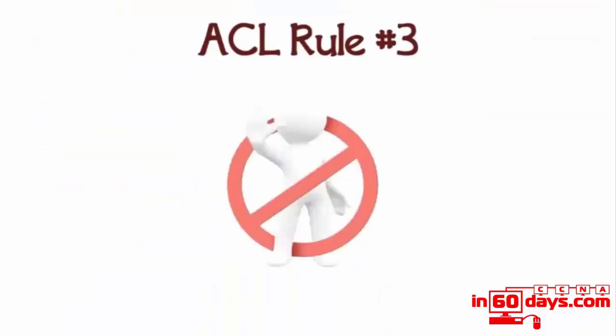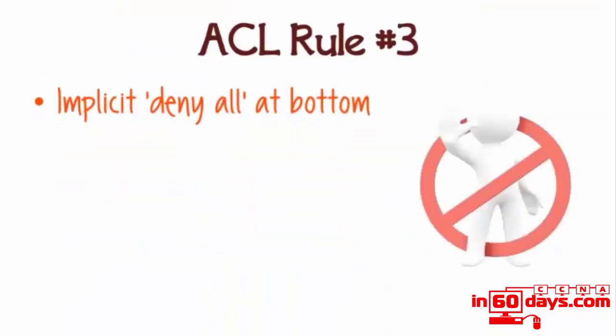Number 3. There's an invisible, some people say implicit, but anyway, you can't see it, so I say it's invisible, deny all at the bottom. So imagine you've got an access list that's permitting certain traffic, possibly denying other traffic. The whole idea behind an access list is it denies everything, or denies everything that you tell it that isn't permitted. So it would be a bit strange for an access list to permit everything at the bottom.